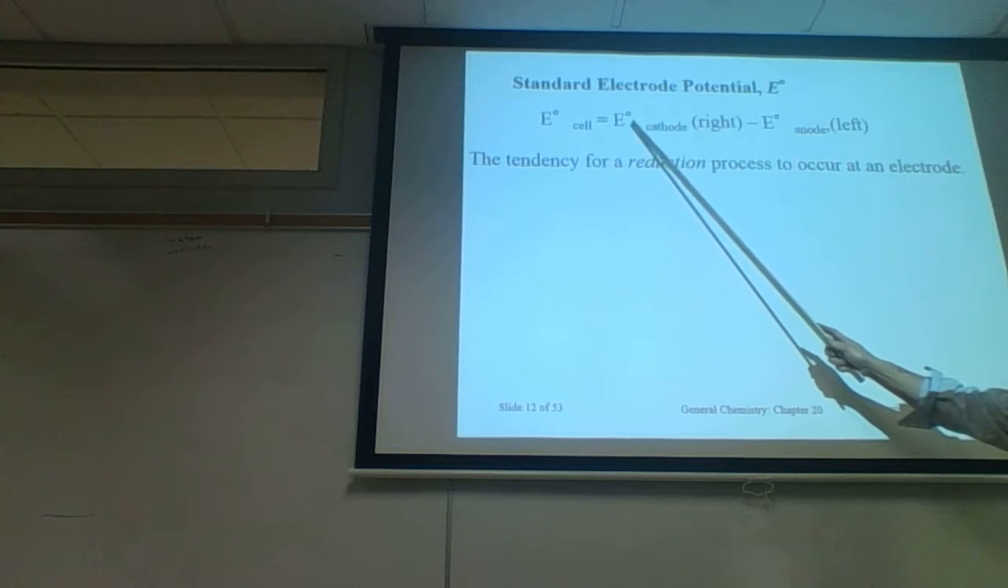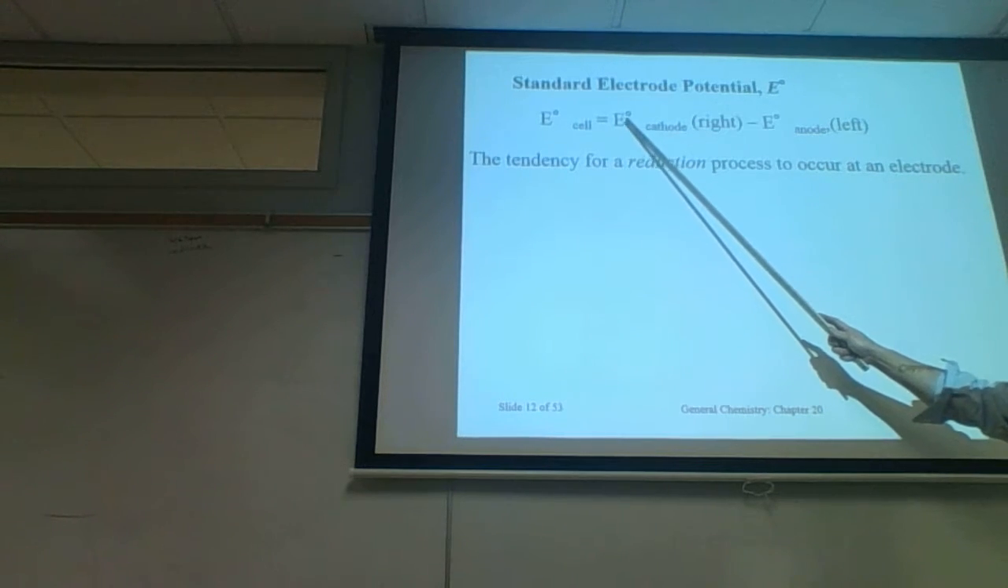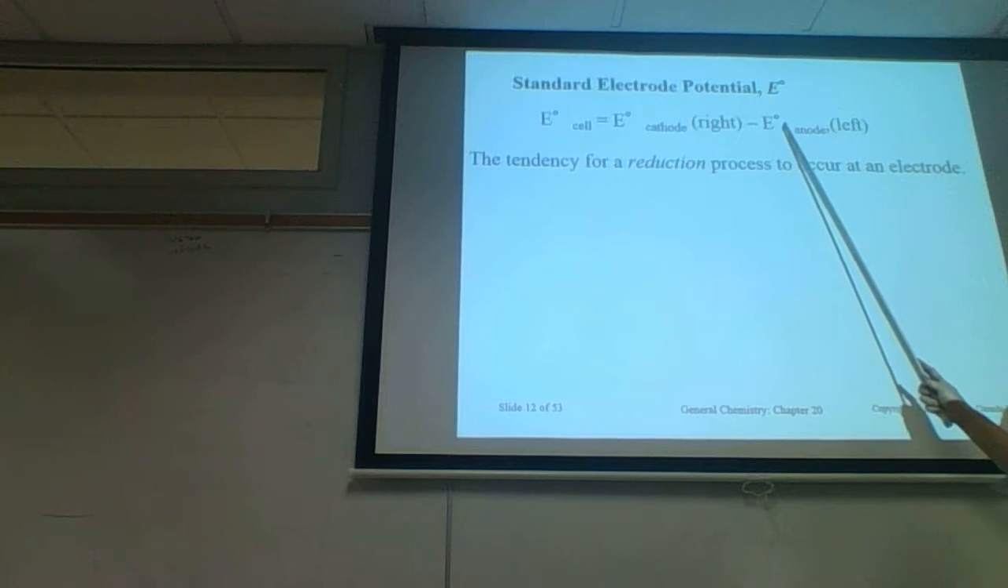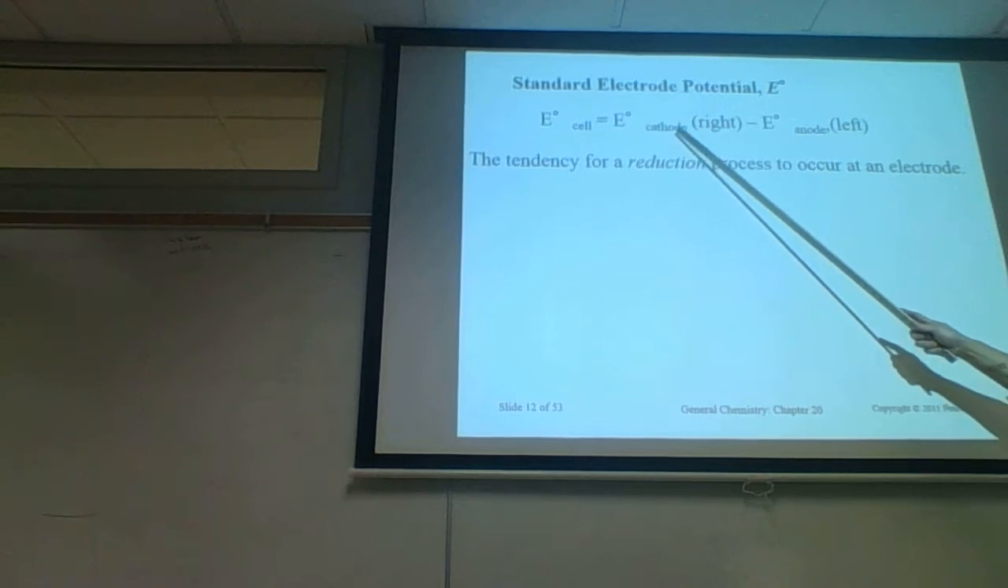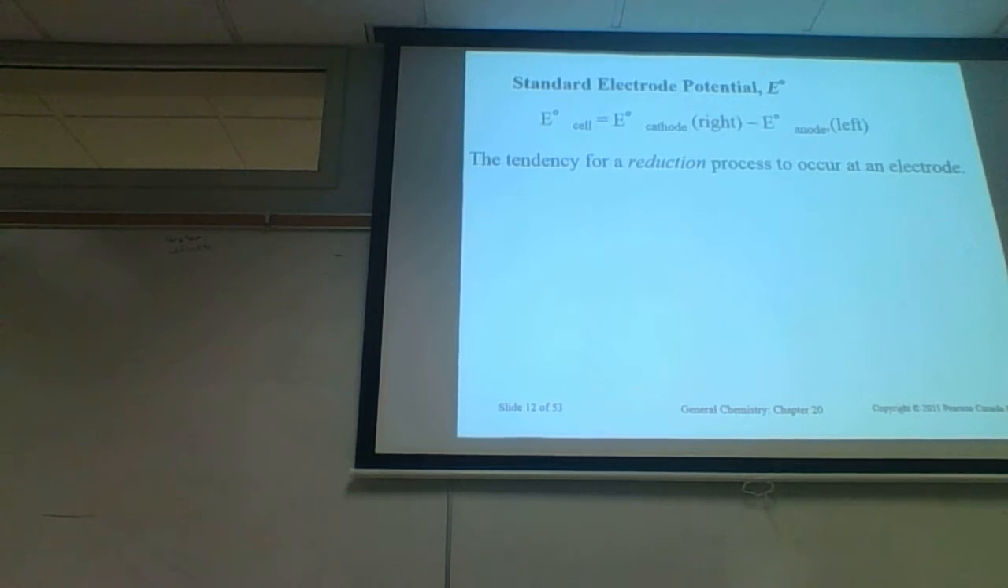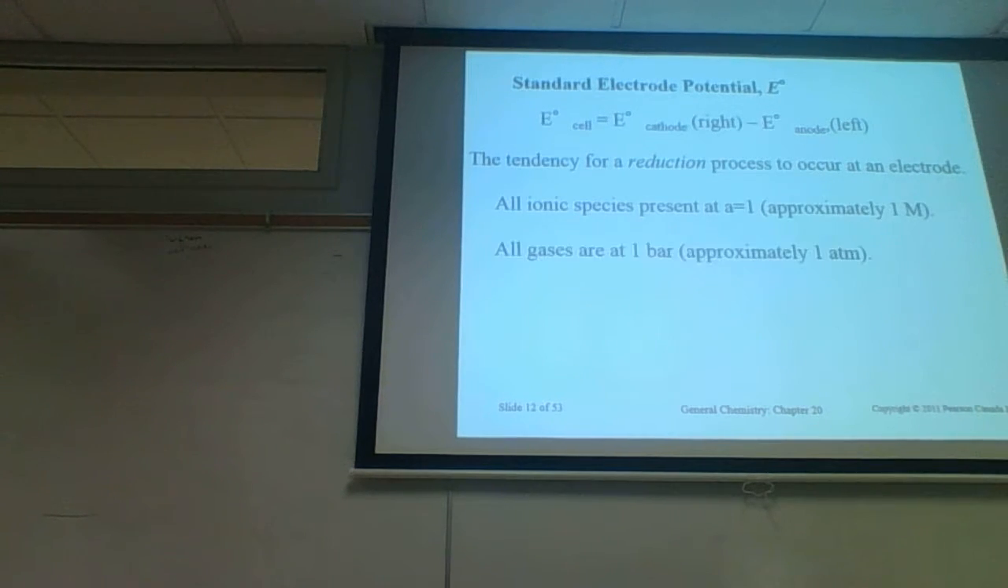So Petrucci does this thing that's kind of funny. He uses the reduction potential for the cathode and the reduction potential for the anode, but reduction only occurs at the cathode. Oxidation occurs at the anode. We use standard conditions. The ionic species are 1 molar, the gases are 1 bar, or 1 atmosphere, approximately.